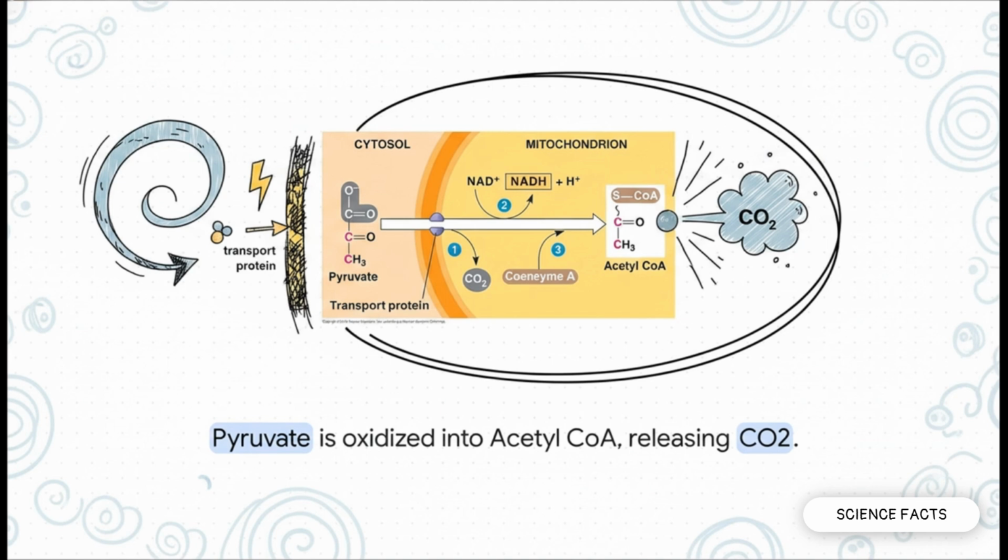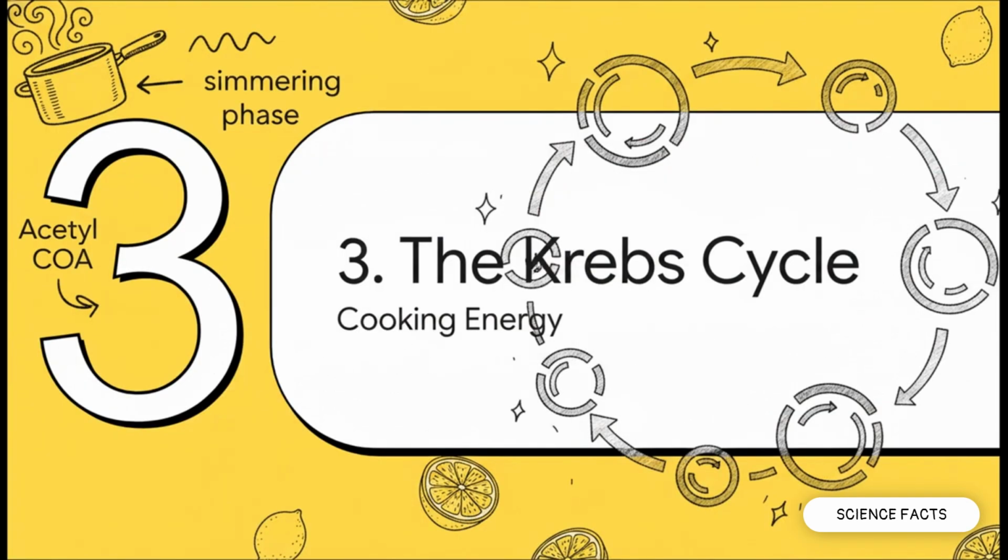During the specific chemical chop, we generate our very first piece of biological kitchen trash. Yep, a molecule of carbon dioxide is released and exhaled away. Section 3. Cooking energy, the Krebs cycle.